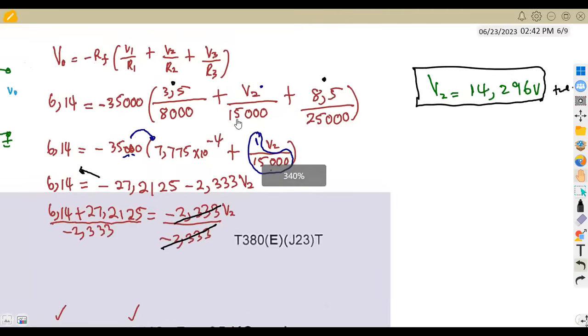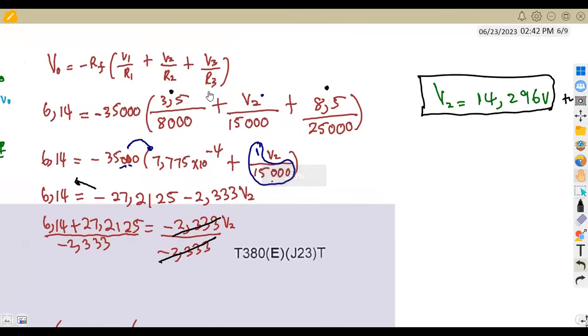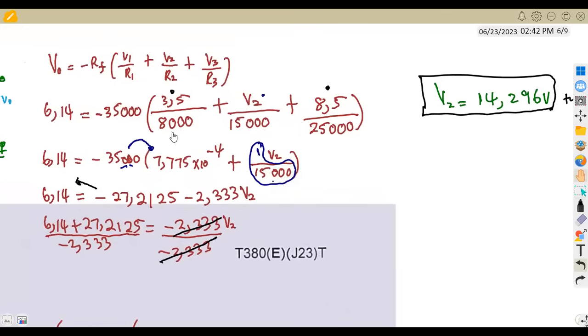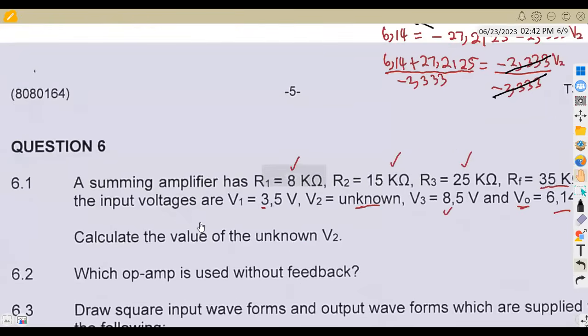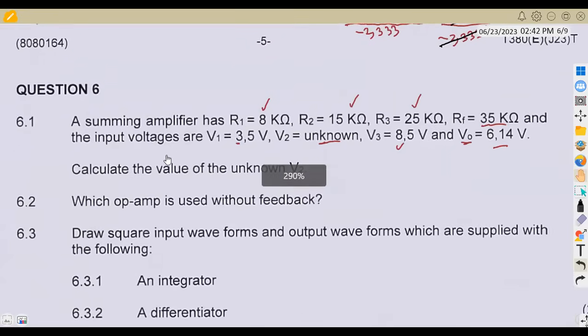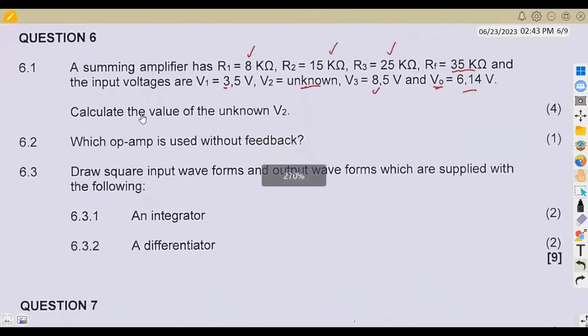Just go back to the formula for the output of a summing amplifier. You substitute everything as you saw in your circuit here. Just need also to know, even sometimes they might ask you to just draw a diagram to show these circuits.